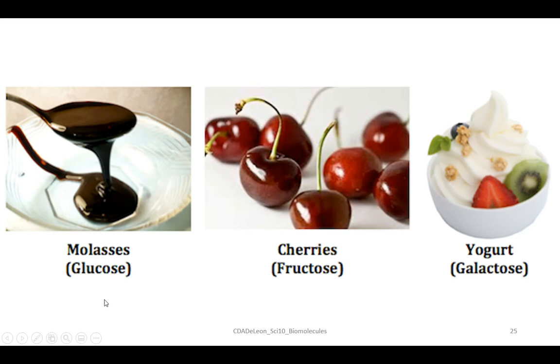So molasses, we can observe glucose there. Cherries are composed of fructose, as are other fruits, and galactose can be observed and seen in yogurt.